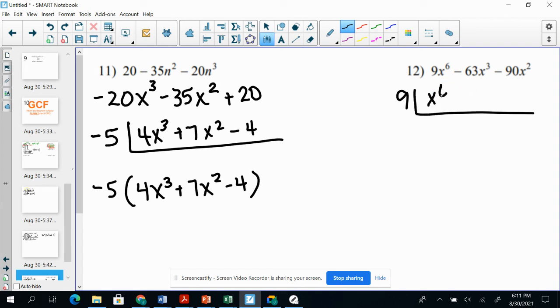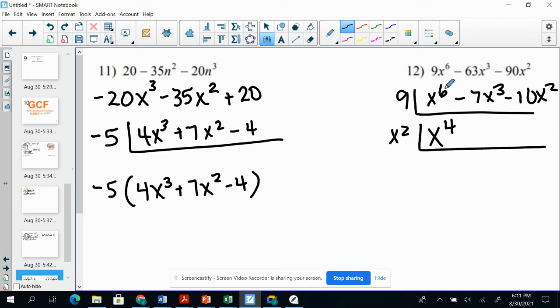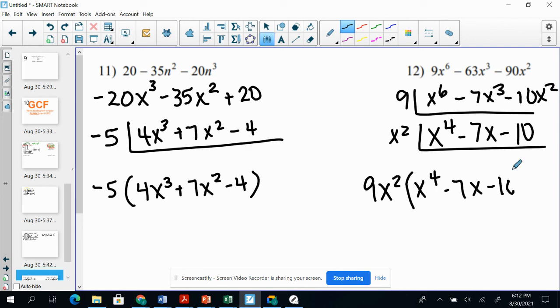So I have x to the 6th, minus 9 times 7 is 63, and then minus 10x squared. 1, 7, and 10, they are all pretty prime. None of them have a common factor. Then you're looking at your x's again, the smallest exponent, so x squared. That's going to give me x to the 4th because I had 6 and I lost 2, minus 7x. I had 3, I lost 2, so I'm left with 1, minus 10. Had 2, lost 2, so we're done. So it's 9x squared, x to the 4th, minus 7x, minus 10.